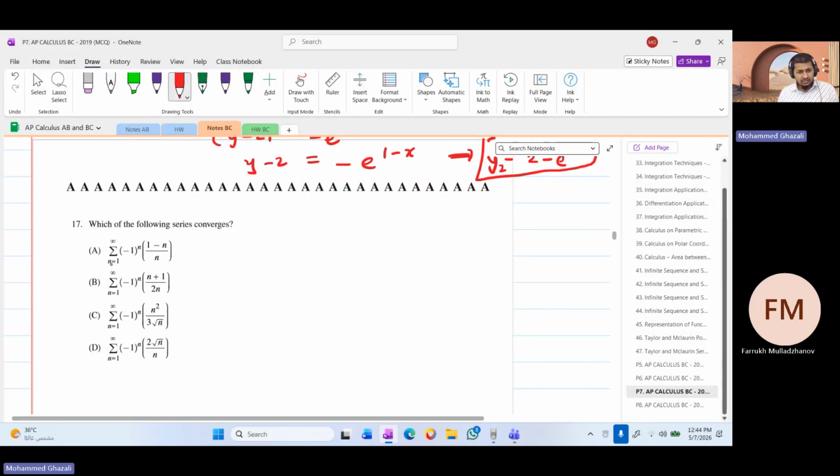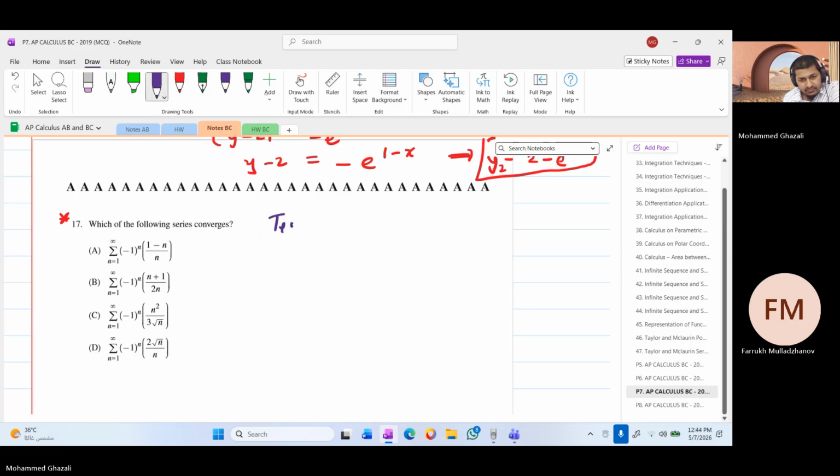Right, so this is a little bit challenging. What they said: which of the following series converges? Which of the following series converges? Now we're going to look for, we're just going to push infinity. We're going to take the absolute, right? Infinity. So we're going to do this test here.